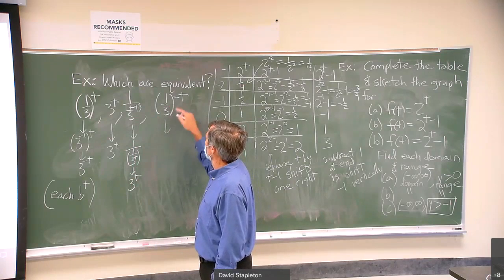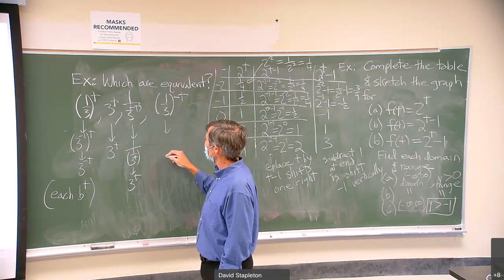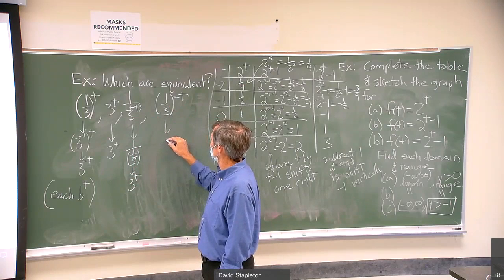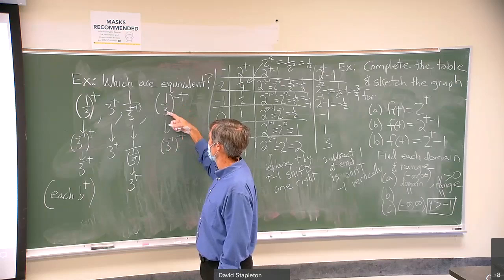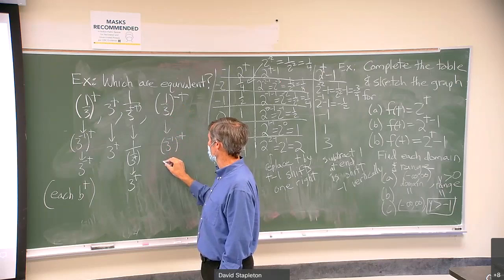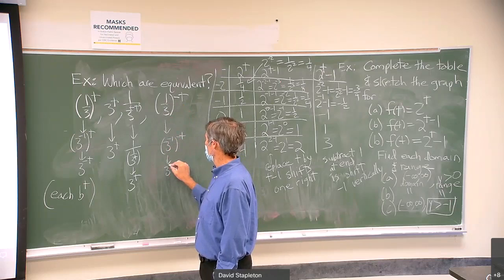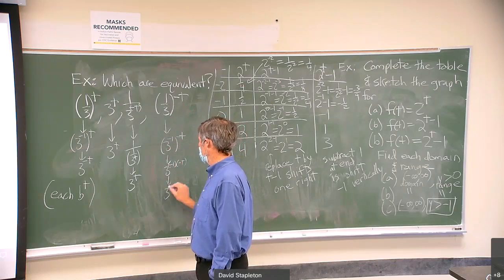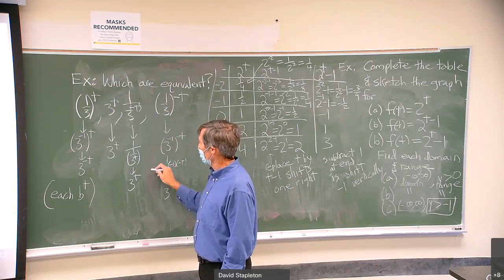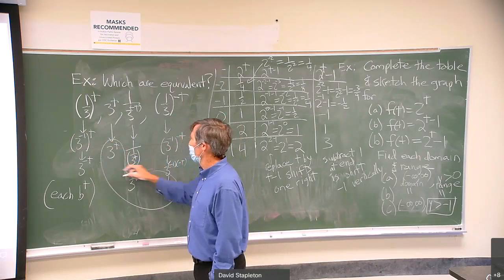And then this one, (1/3) to the minus t, I can write as 3 to the minus 1 to the minus t. 1/3 is 3 to the minus 1. And then the exponents multiply, it's 3 to the minus 1 times minus t. It's 3 to the t. So actually, these three are all equivalent, and that one's different.